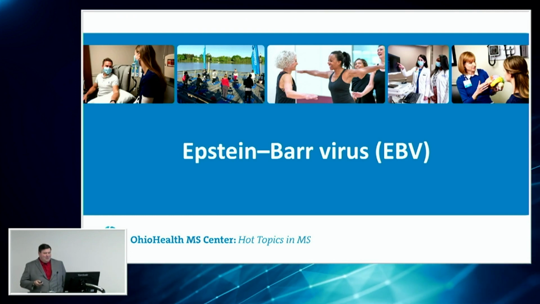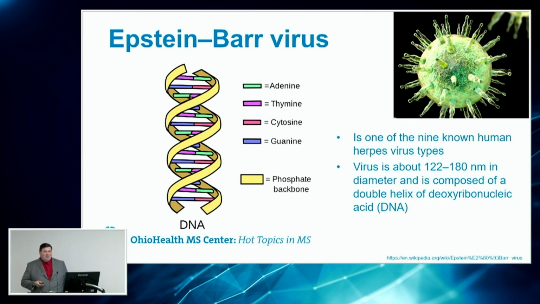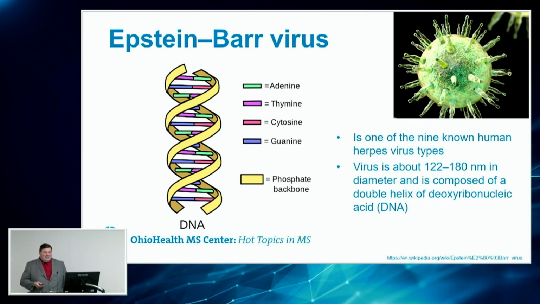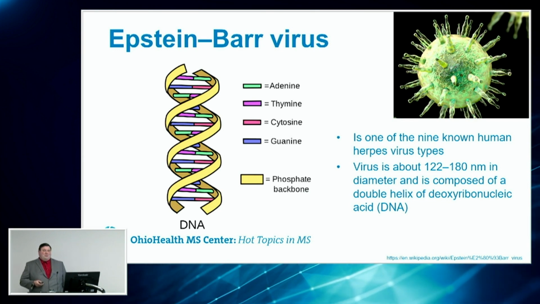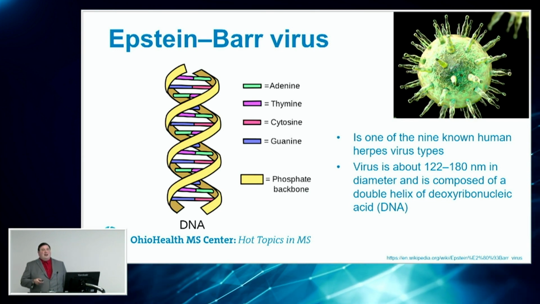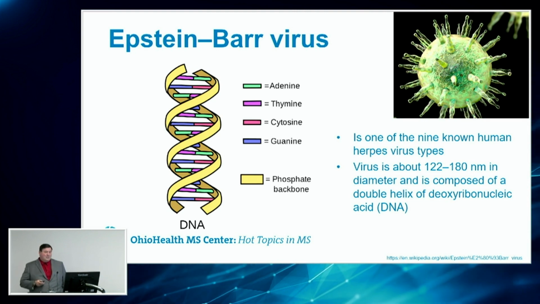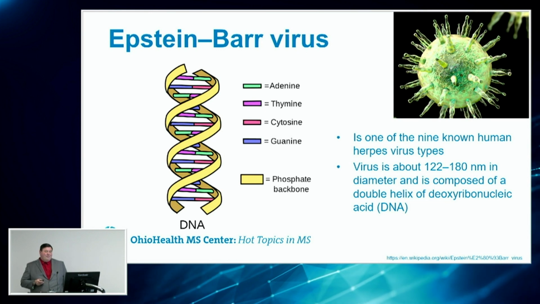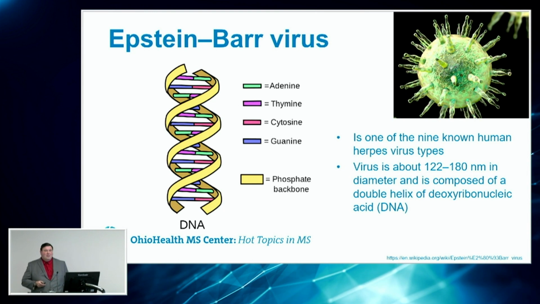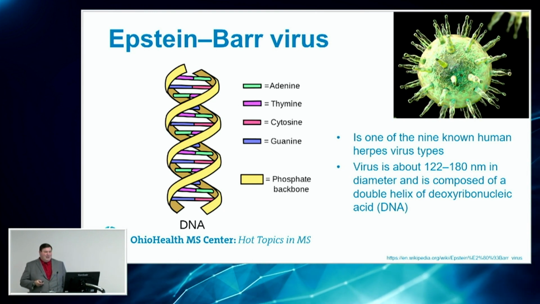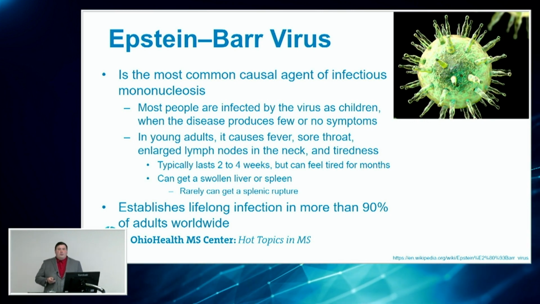So going into Epstein-Barr, essentially it is one of the many different types of human herpes virus, and it's on the size of 0.1 microns. So to put that in perspective, that would be 500 times smaller than the width of your hair. So it's very, very tiny, and only really fancy microscopes can actually detect it. It's a DNA virus, so it uses the cell nucleus in order to replicate itself. And it's the most common cause of mononucleosis.